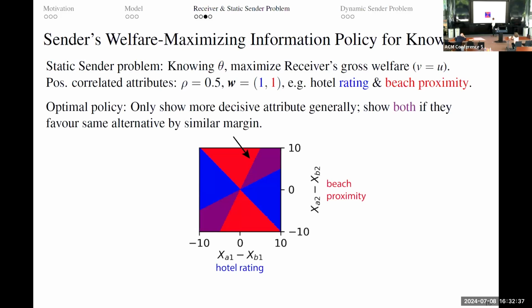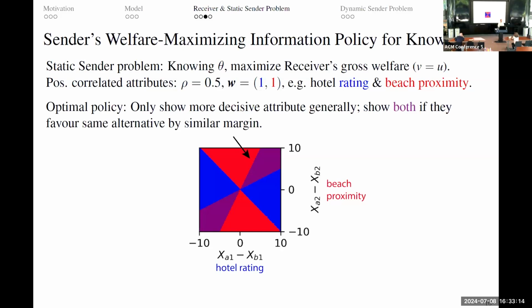And that, of course, is a function of the state. The state space I'm plotting here, a collapsed version thereof, would be a difference in the hotel rating across choice alternatives on the x-axis, and the difference in beach proximity across the choice alternatives on the y-axis. And the colors correspond to the welfare maximizing filter choice. So purple means reveal both attributes, red means reveal only the red attribute. As it turns out, this information policy can be characterized nicely using these hyperplanes.